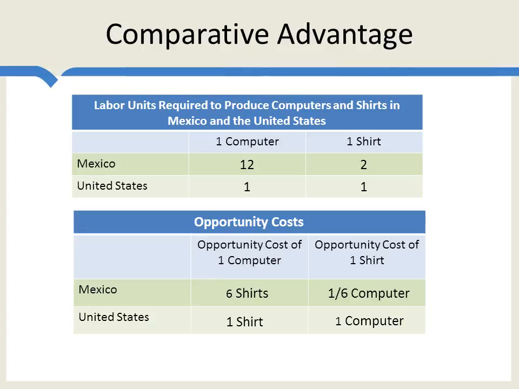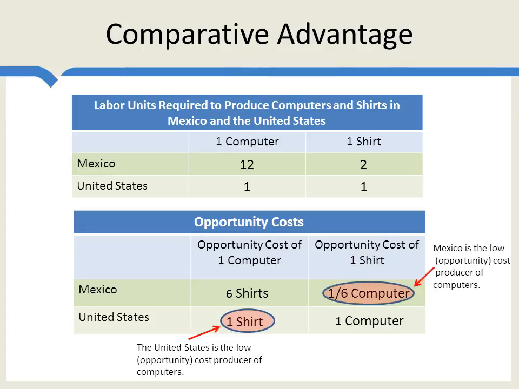The lowest cost of producing a computer is the United States. The United States is the low opportunity cost producer of computers. Now, who is the low cost producer of shirts? Well, it's Mexico. In Mexico, you're only giving up 1/6 of a computer to produce a shirt. In the United States, you're giving up 1 computer to produce a shirt. So you'd much rather produce shirts in Mexico, where the opportunity cost is lower.